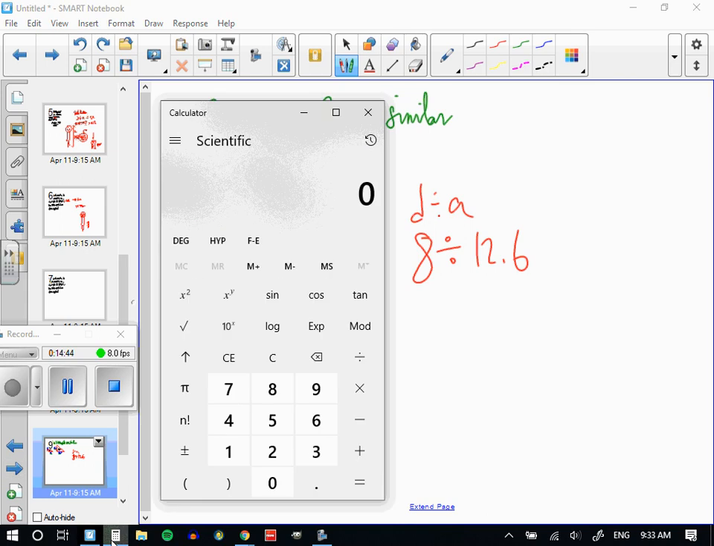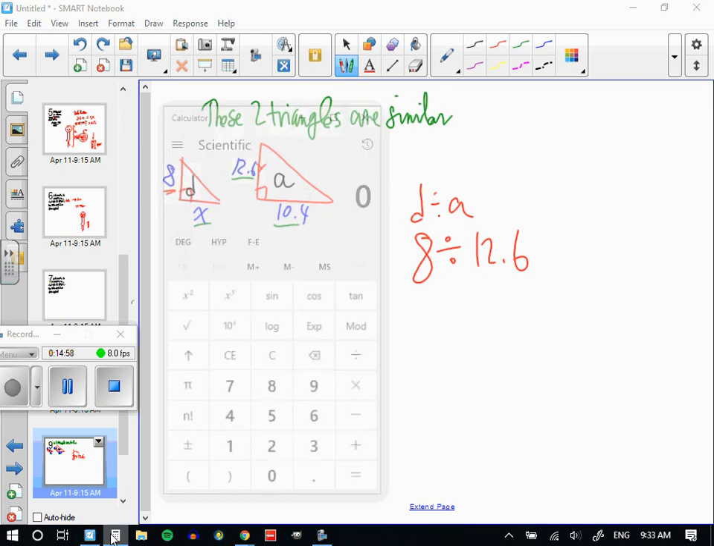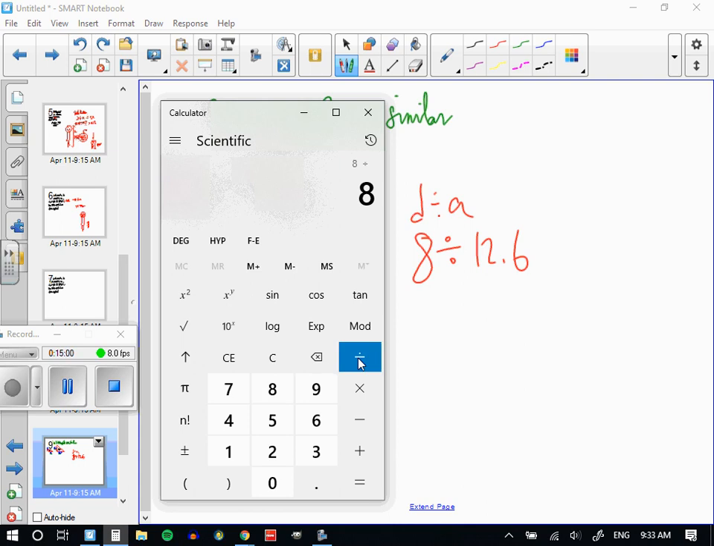Take my calculator, go 8 divided by 12.6. Did I do something wrong again? Is that right? I should have thought that went through. Oh, well. 8 divided by 12.6. Let's do that again. 8 divided by 12.6. Yeah, I didn't think that one through. Oh well. The scale factor.